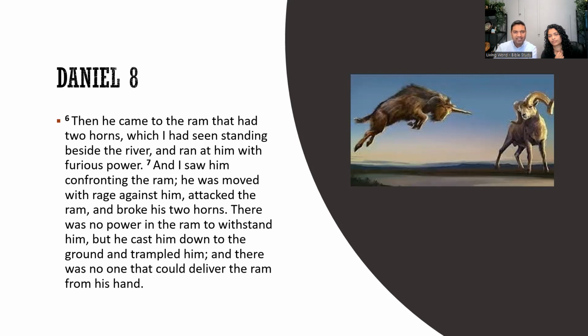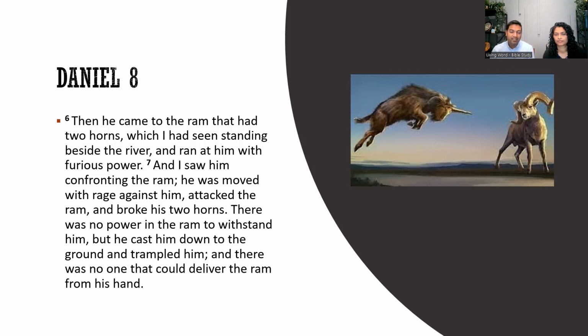And there was no power in the ram to withstand him. Right? The Medo-Persian kingdom that was so vast by that time also had to bow to the power of Alexander, right? But he cast him down to the ground and he trampled him. Right? This was not just a normal defeat. It was a major victory, right? A crushing defeat, as they call it. And there was no one that could deliver the ram from his hand.